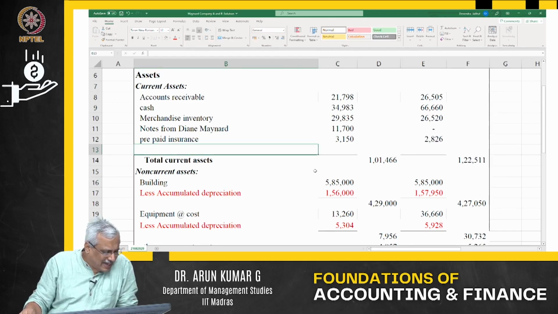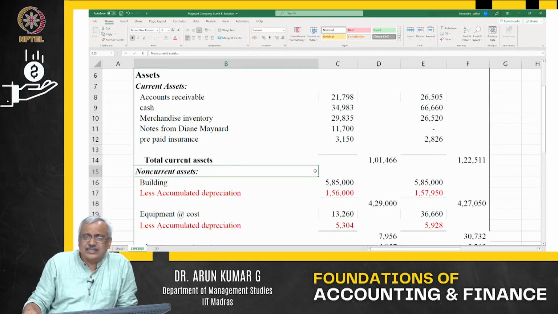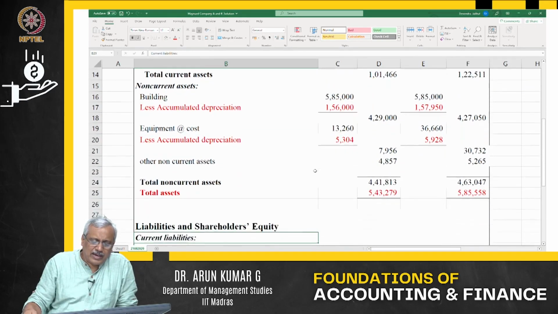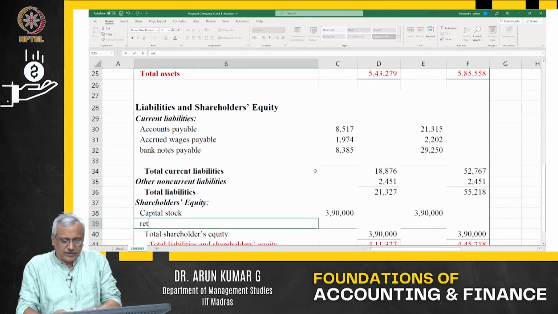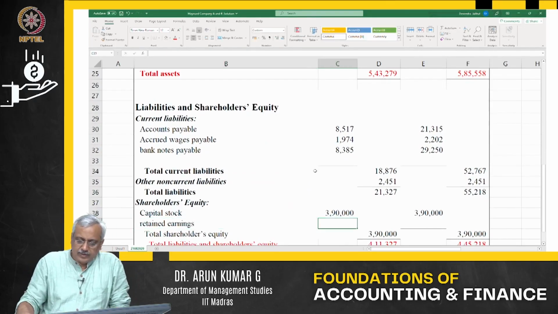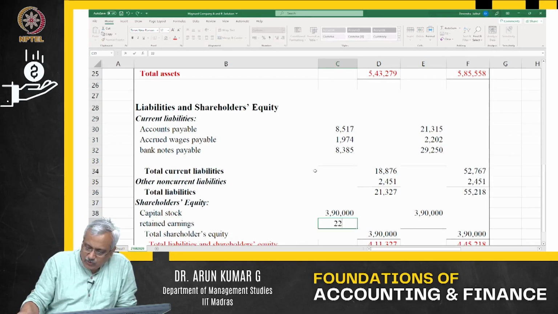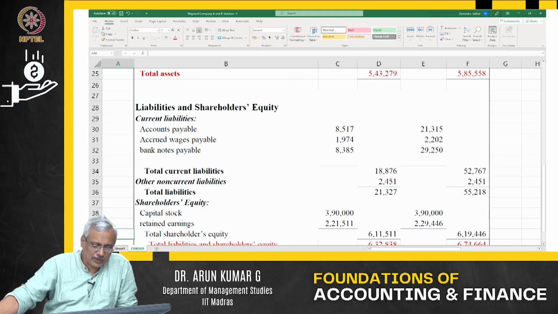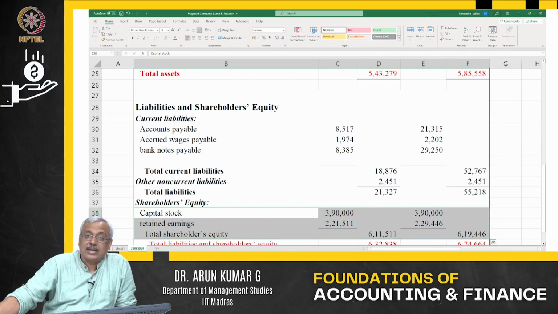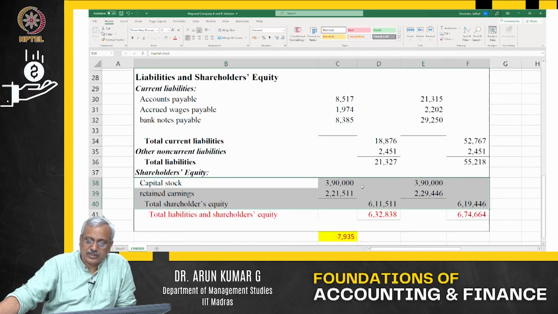Next, retained earnings. Retained earnings belongs to whom? Belongs to the capital provider. So, I have to add it to the capital stock. Retained earnings in this particular case 221,511 and 229,446. So, please note the total shareholders equity is always capital stock plus retained earnings. That is what we have written.